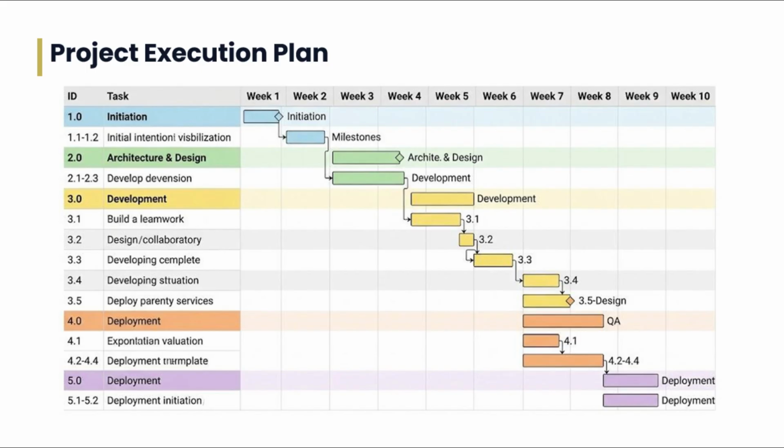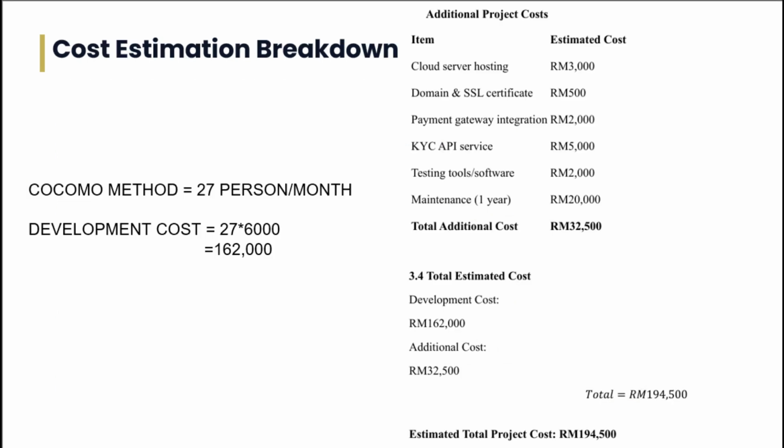The next one is the project execution plan. So this is our plan for this project. It has 10 weeks for this project. So the main parts are initialization, architecture and design, development, and deployment. We have two types of deployment, the first one is more on the evaluation, and the second is the deployment template.